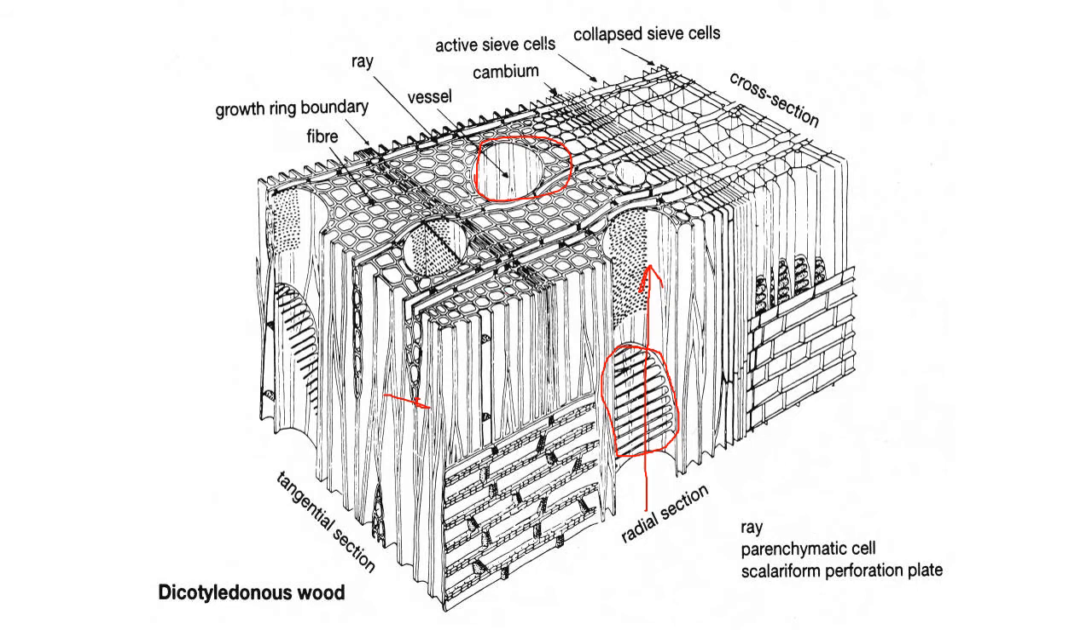And then we can see these much smaller cells. These are the fibers that give that structural strength. And again, we have rays that move material laterally through the stem as well.